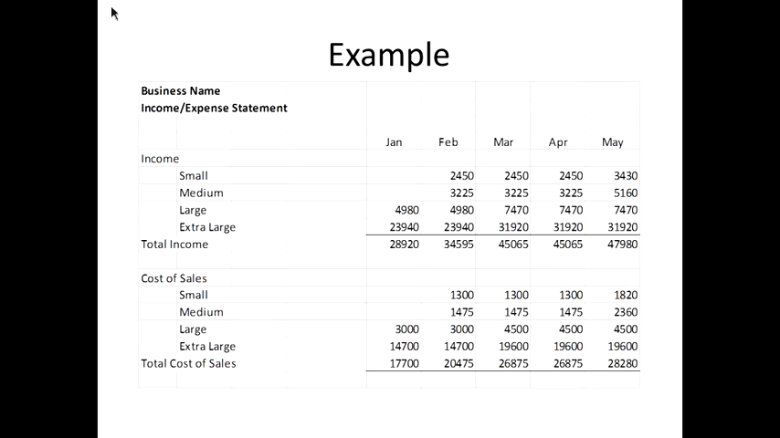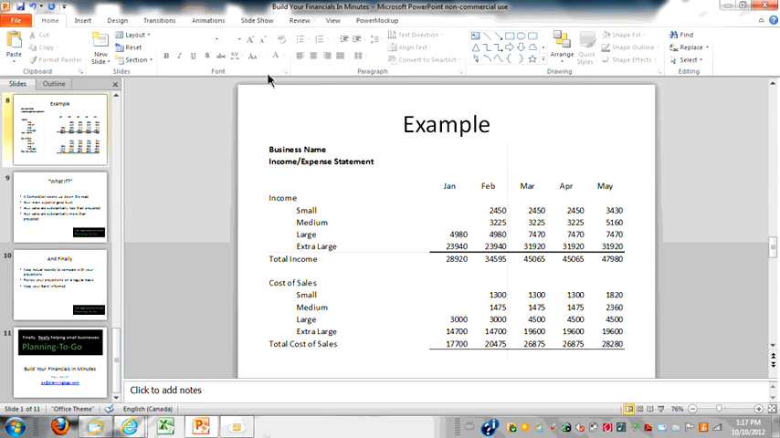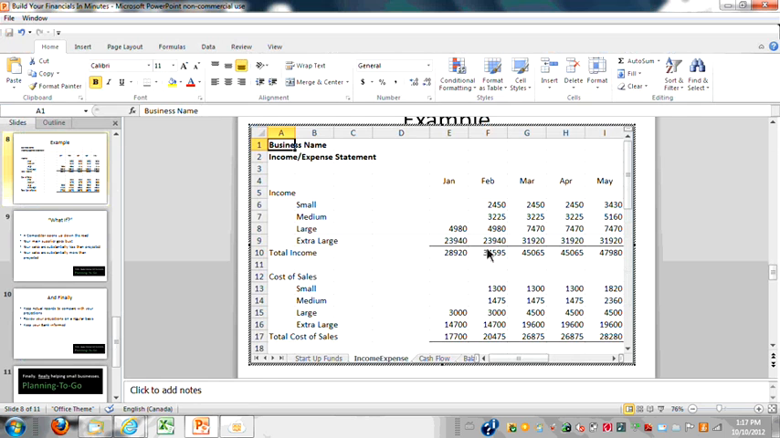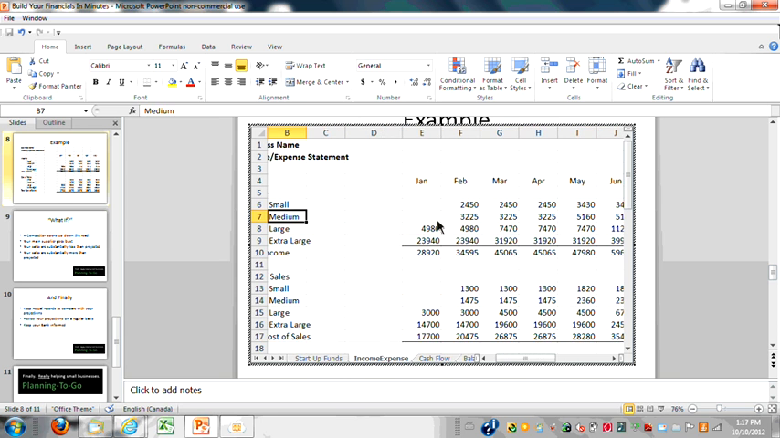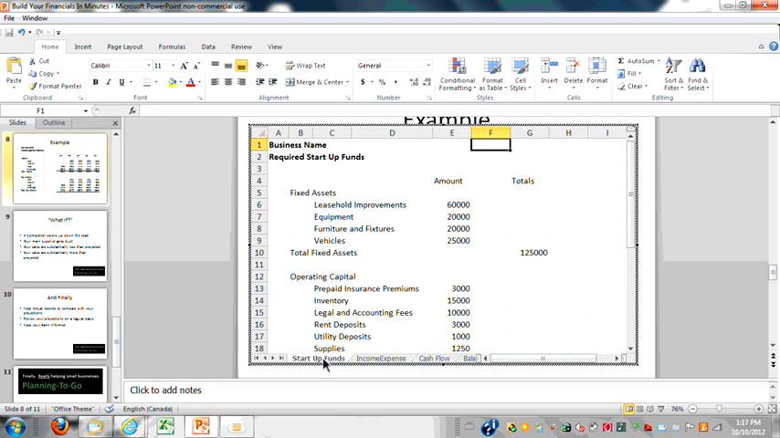The next slide is the example. Now, if you double click on this example, it's a spreadsheet, and you should be able to scroll through the various pages. So it shows all 5 reports. This is the income and expense report.